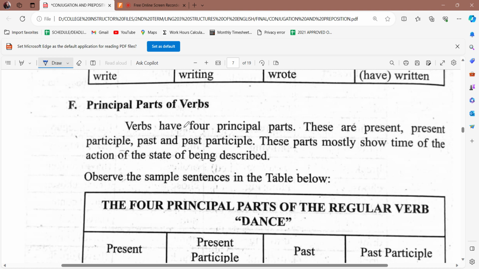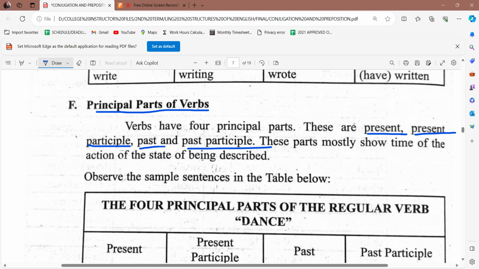Okay, we have the principal parts of verbs. Verbs have four principal parts. These are the present, present participle, past, and past participle. Take note of these principal parts of the verb. Again, when you say principal parts, these are the present, present participle, past, and past participle. But if you say three main tenses of the verbs, we have the past, present, and then future.